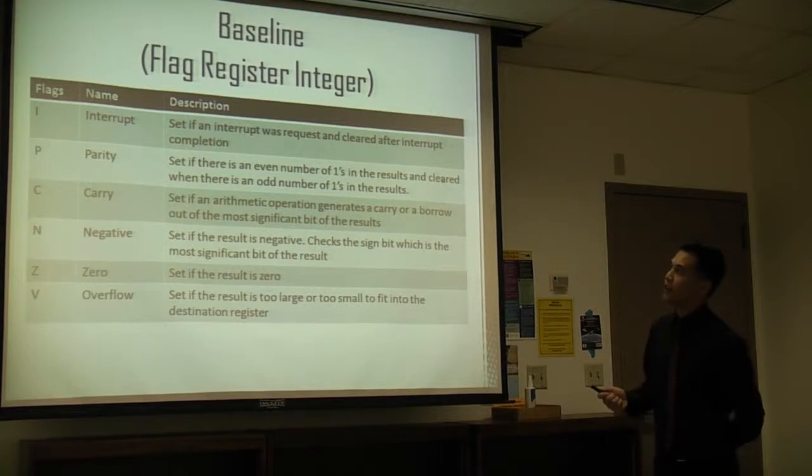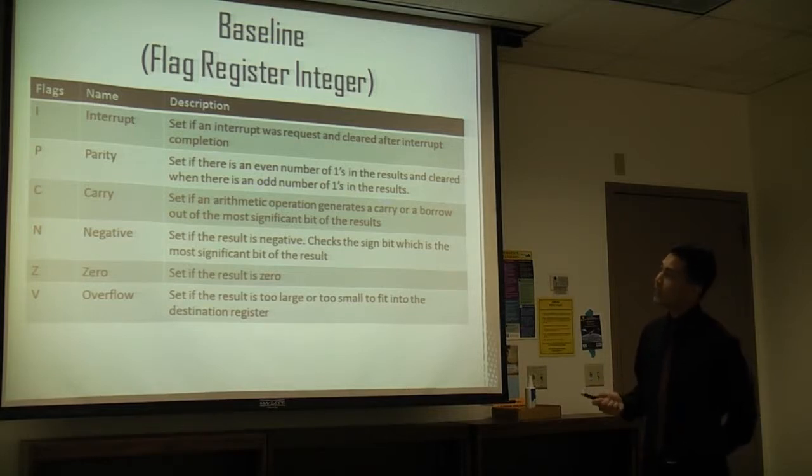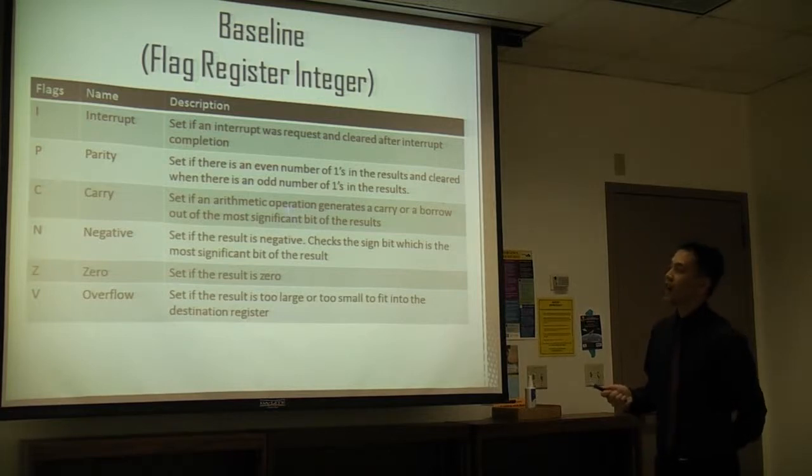We have I for interrupt. It sets the interrupt if there was a request, and it clears it after the interrupt is completed. We have parity. It sets if there's an even number of 1s in the register, and 0 if there's an odd number of 1s. For carry, it's set if the operation generates a carry or a borrow from the most significant bit of the results.